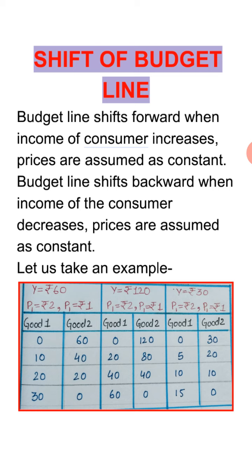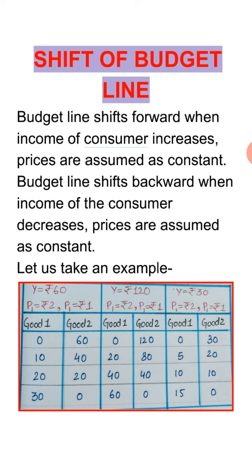Budget line shifts forward when the income of the consumer increases, prices are assumed as constant, and the budget line shifts backward when the income of the consumer decreases, prices are assumed as constant. What is the shift of budget line? It is the change in the position of budget line from both the axes due to change in the income of the consumer. Here the prices of the commodities remain the same.